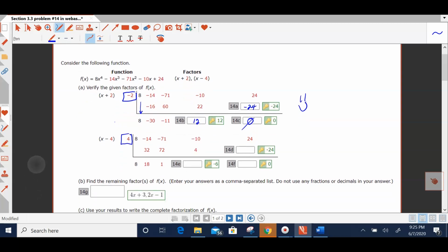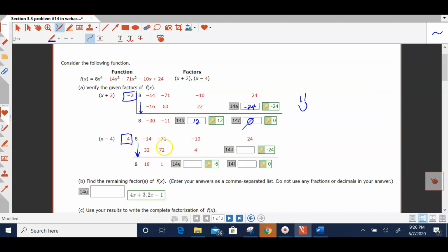Let's do the synthetic division for x minus 4. So we're going to divide by 4. Notice that they have us going back to the original problem. We will drop the 8 below the line. 4 times 8 is 32. That goes above the line. And combine that with the -14, we get an 18.